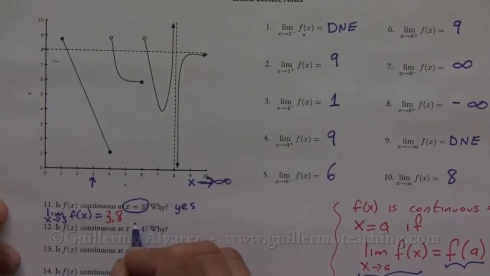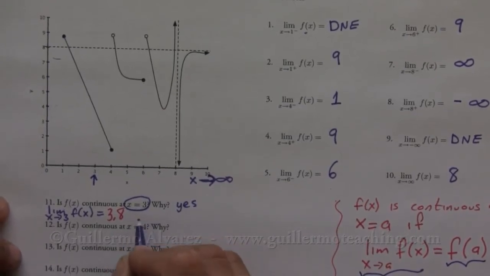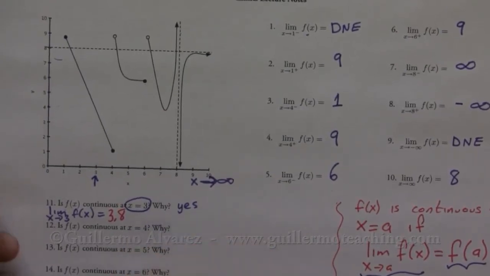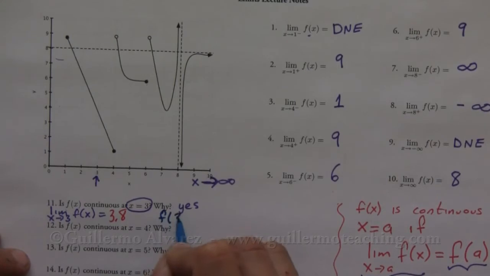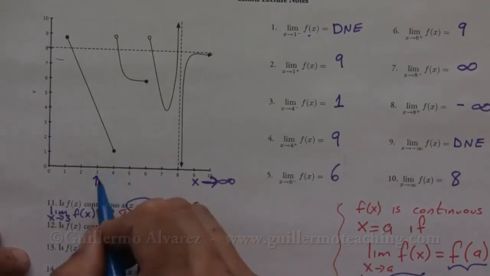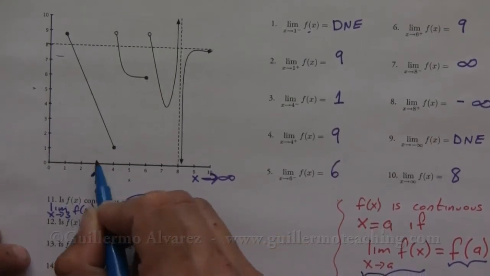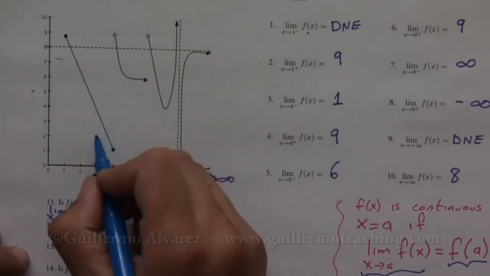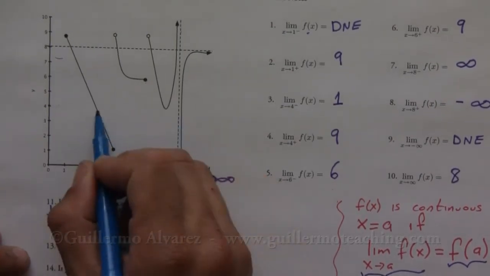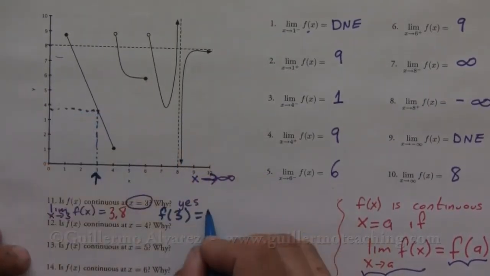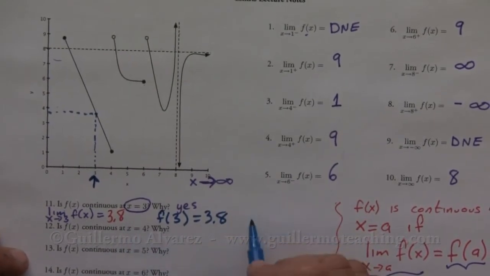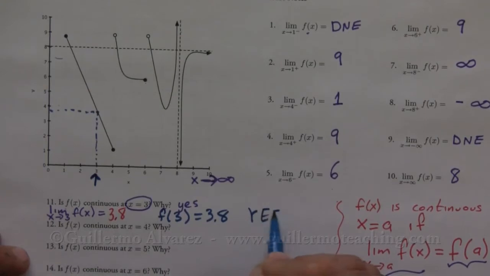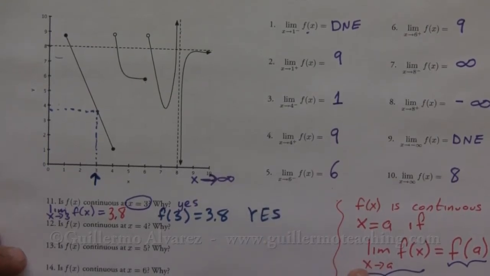And then we compare that to the value of the function at 3. So f of 3 is equal to, well, that means we just go up to 3 and go to the y value, which is exactly the same thing, 3.8. So this proves that, yes, the function is continuous at 3.